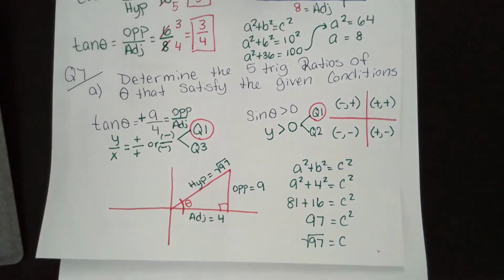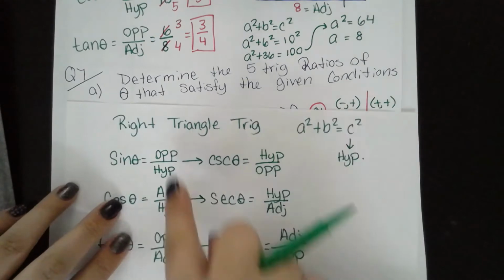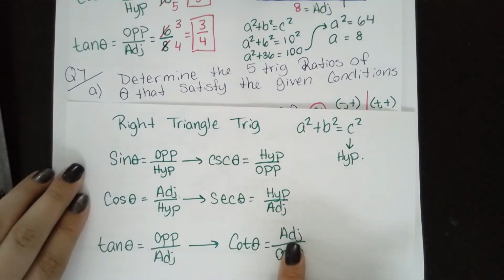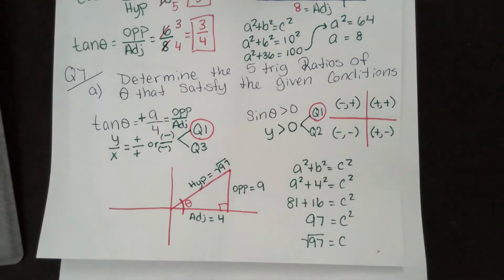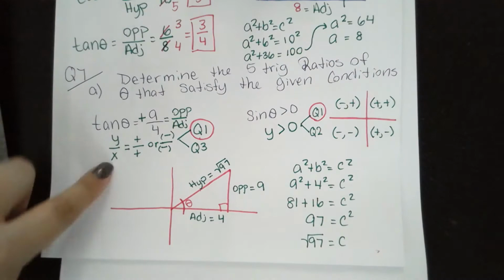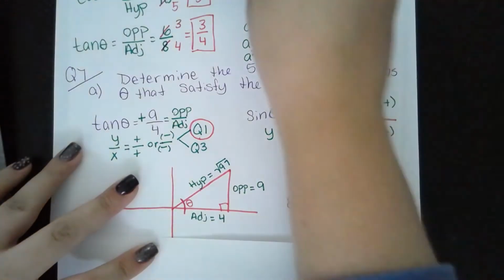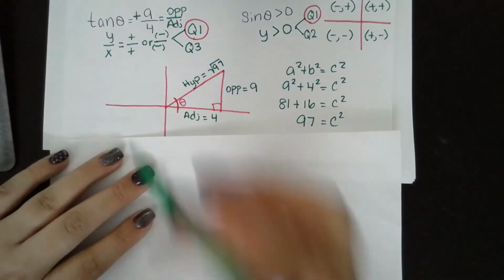The 5 remaining trig functions, we already have tangent. Tangent is 9 over 4. We want sine, cosine, cosecant, secant, and cotangent now. So we're going to use these formulas again to evaluate this triangle here. So if we do that, I'm trying to move this down a little bit. There we go. We have tangent.